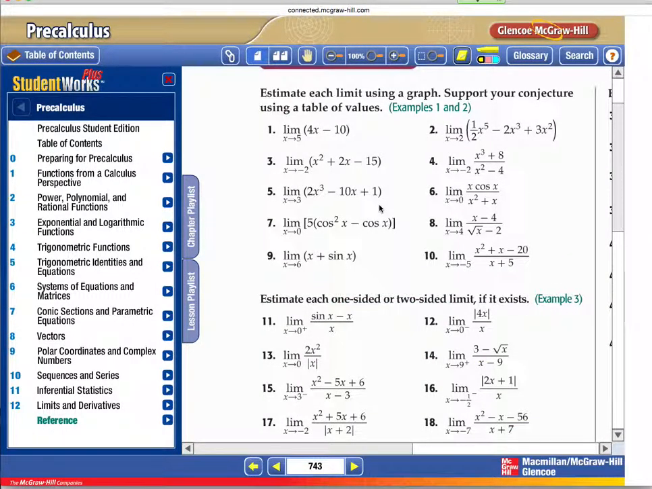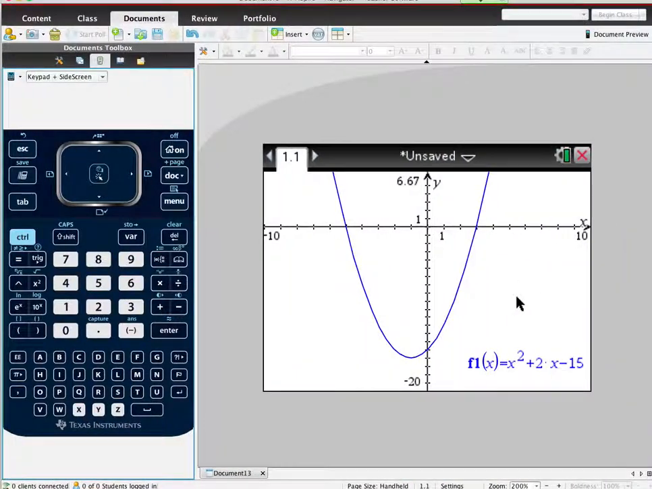Again, somebody read number 3 for me again. Chance, read it. Limit as x approaches -2 of x squared plus 2x minus 15. So what is it I should be looking for? The y value when x is -2. I'm interested in the y value as I'm getting closer and closer to -2. Okay? Sometimes that y value will be there, sometimes it won't. In this case, it's there.